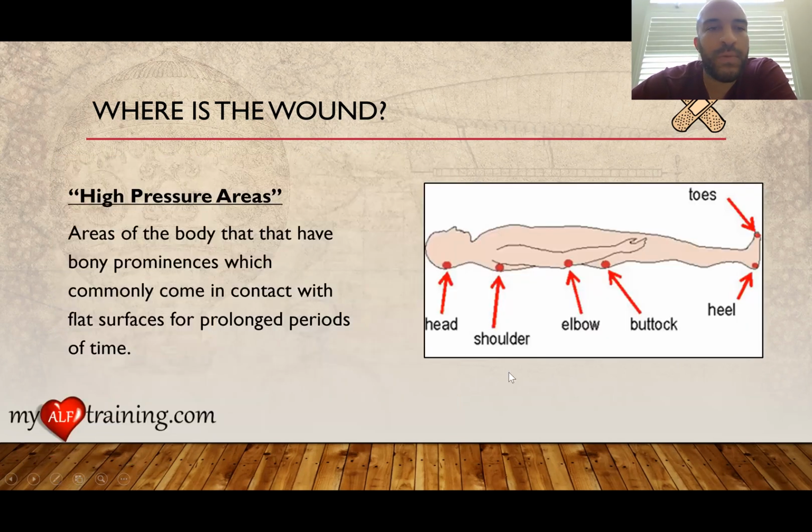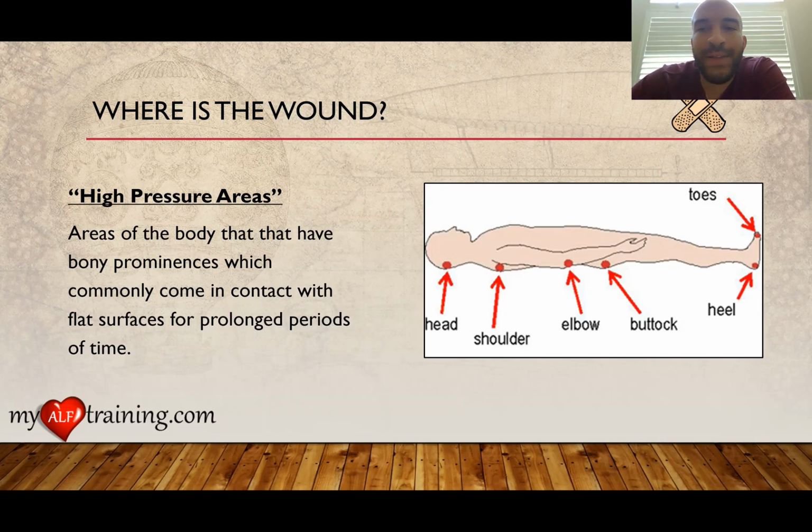Okay, let's move on. So high pressure areas. I'll point them out here: the toes, the heel, the buttock, the elbow, the shoulder, and the head. These are areas of the body that have bony prominences, which commonly come in contact with flat surfaces for prolonged periods of time. That is a high pressure area. So you can decide for yourself when you're looking at your patient where the high pressure areas are.